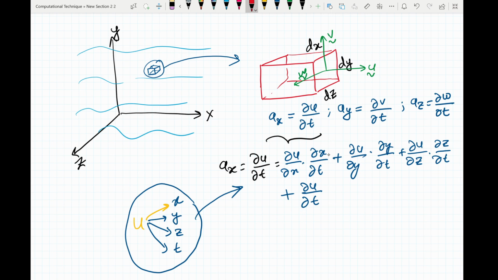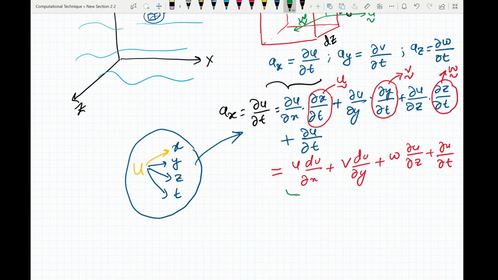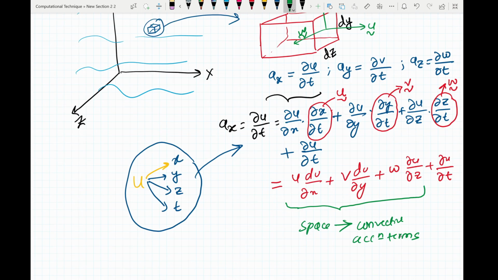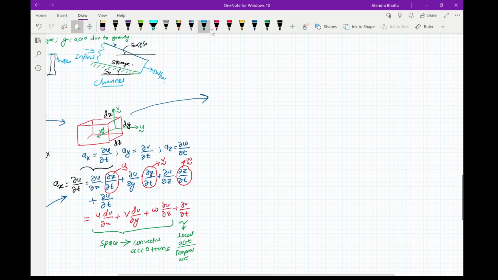Now dx by dt, dy by dt and dz by dt are the velocities along x direction, along y direction and along z direction. Therefore, what you can write here is, you can see here that these terms here are space dependent, so are known as convective accelerations, and this part here, which is dependent upon time, is known as local acceleration or temporal acceleration.